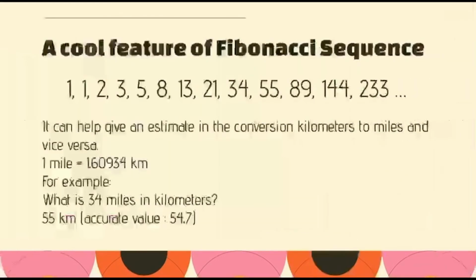One less simple yet cool feature the Fibonacci sequence has is the conversion from miles to kilometers, and vice versa. For example, if I were to convert 34 miles to kilometers, all I have to do is to find the number that comes after 34 in the sequence. In this case, it is 55. Which will give me the distance in kilometers.